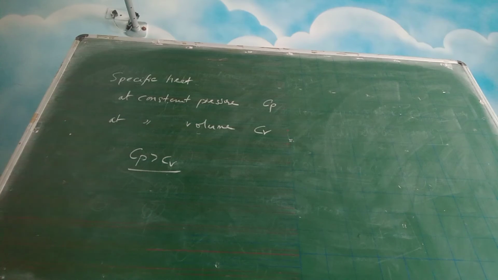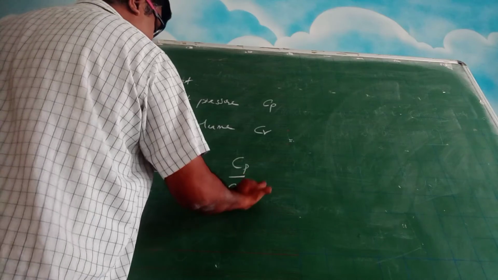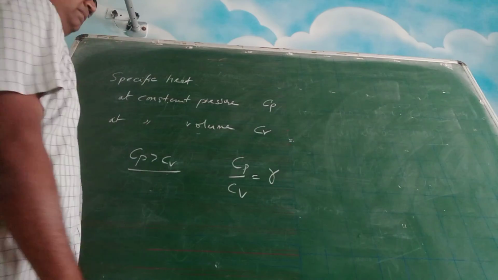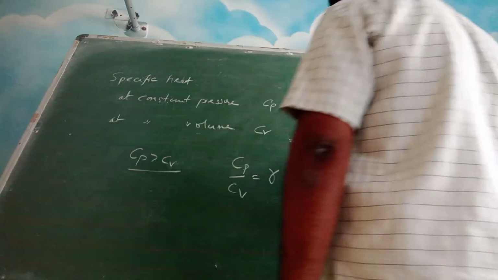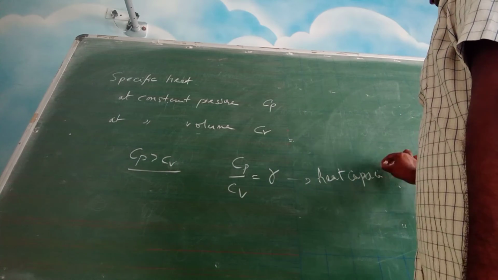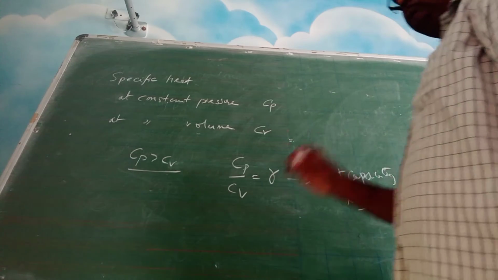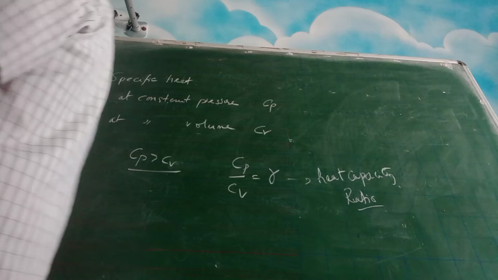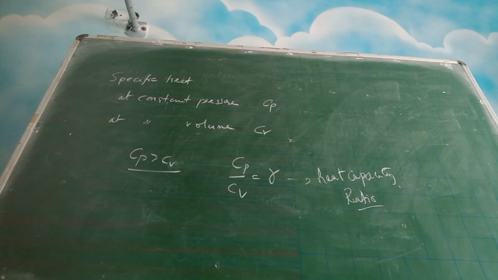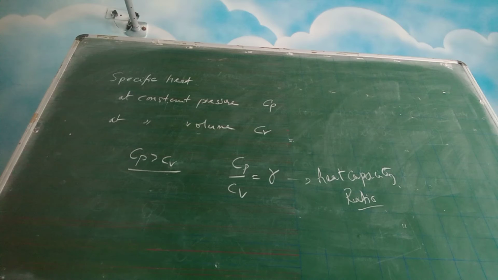So Cp by Cv is also a ratio indicated by gamma. It is heat capacity ratio. See, all these things you have to memorize. Some things you have to mug up. Few things you have to know the concept, but few things you have to memorize. In the exam you should not get a doubt about what is the Cp and what is the Cv.